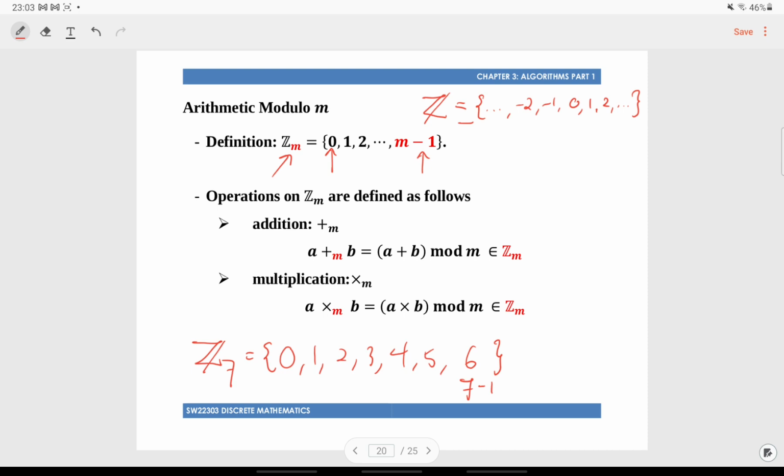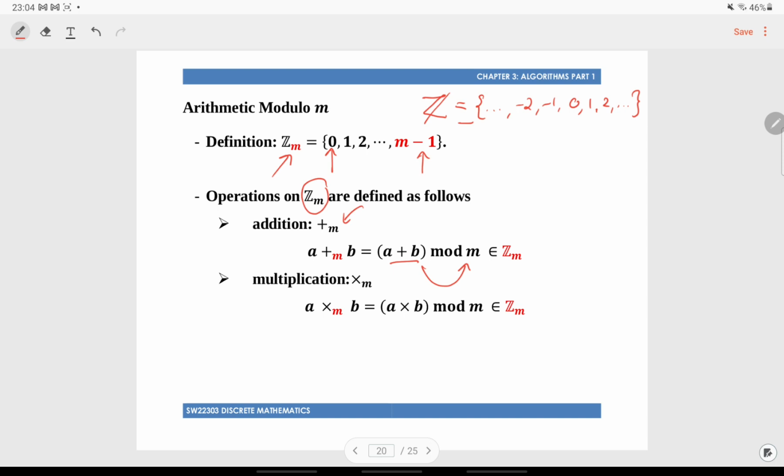So we can do operations on this set, the set of integers modulo M, which is denoted by ZM. The operations are defined as follows. We have the addition operation, denoted by plus with subscript M. That means this operation is inside the set of integers modulo M. So A plus B, the outcome must be reduced modulo M.